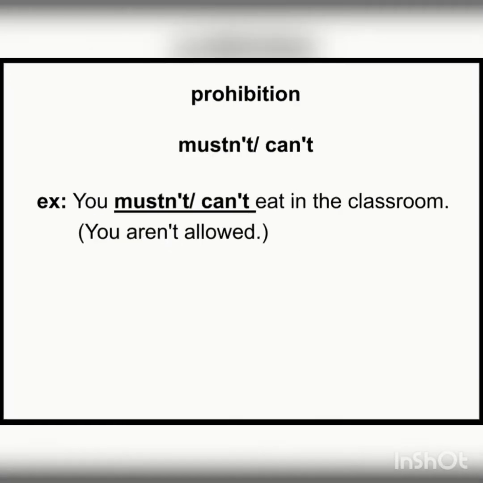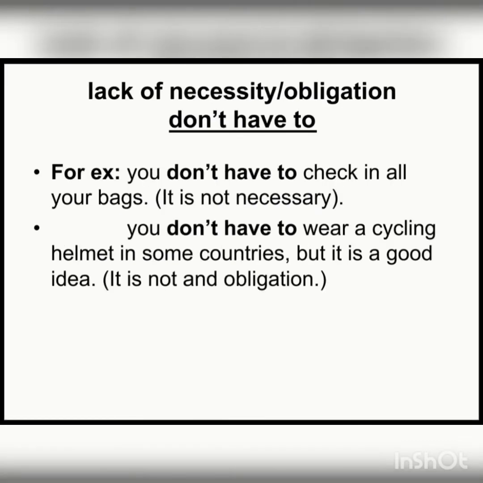It's necessary. To express prohibition, mustn't or can't. For example, you mustn't or can't eat in the classroom. You aren't allowed. To express lack of necessity or obligation, we use don't have to. For example, you don't have to check in all your bags. It's not necessary. You don't have to wear a cycling helmet in some countries, but it's a good idea. It's not an obligation.